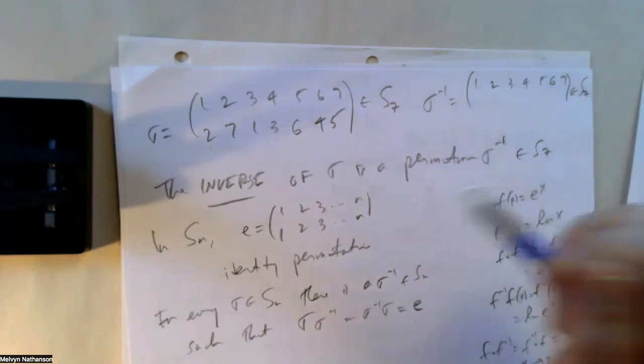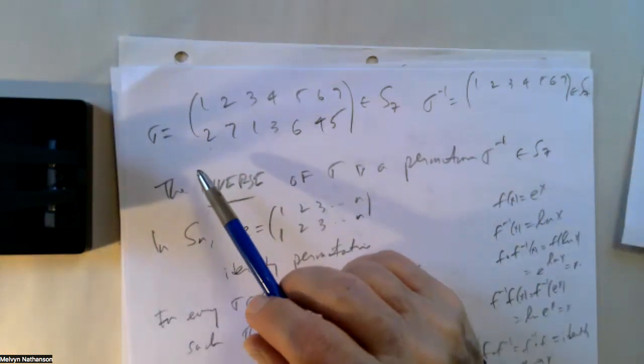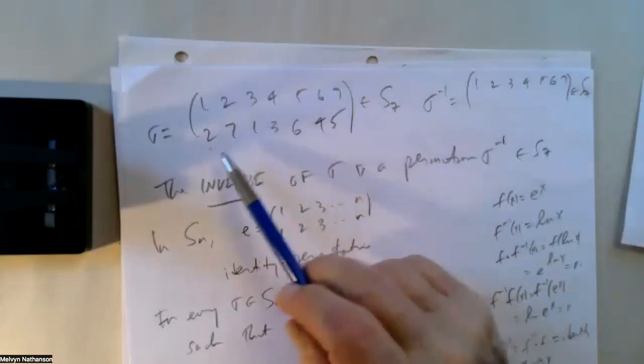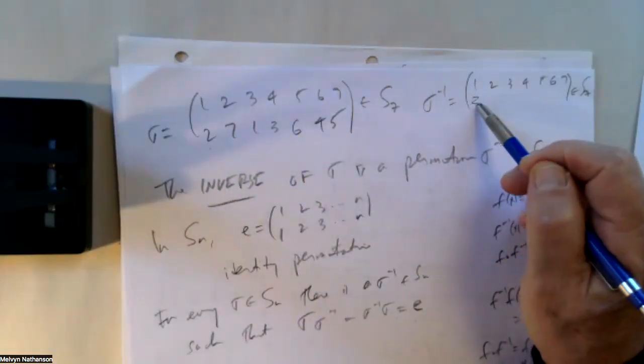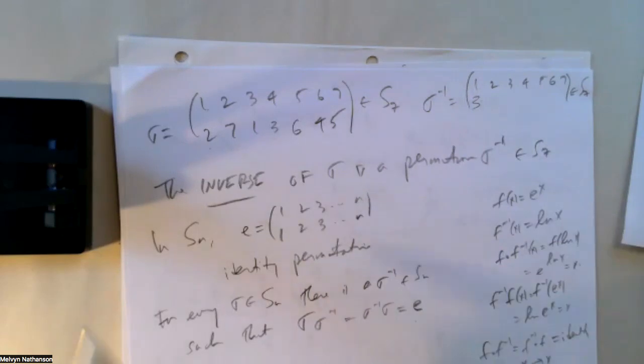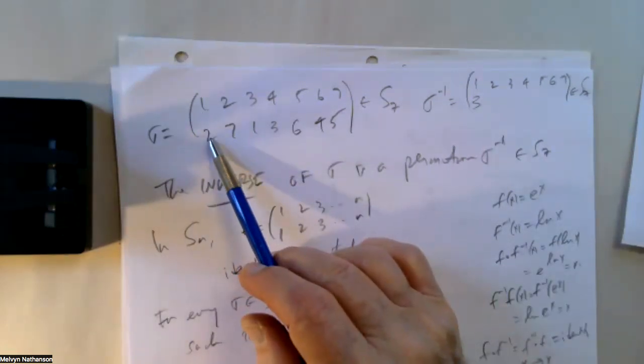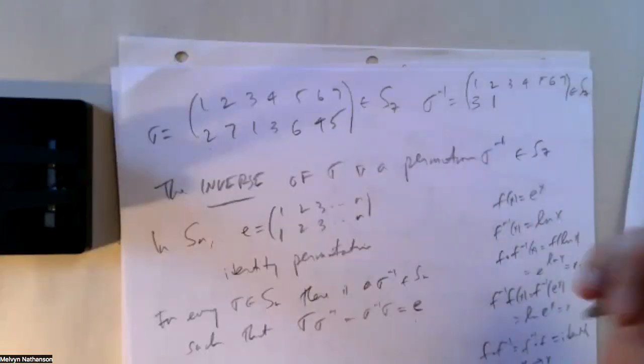That's going to be some permutation in S7. Let's see, 1 goes to 3. So sigma sends 3 to 1, so the inverse has to send 1 back to 3. Sigma sends 1 to 2, so the inverse has to send 2 back to 1.